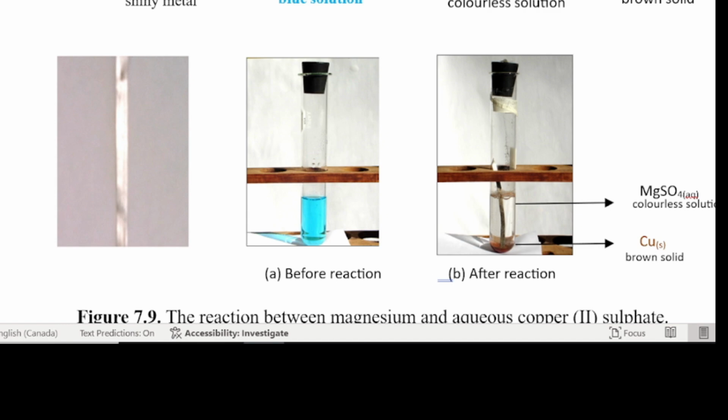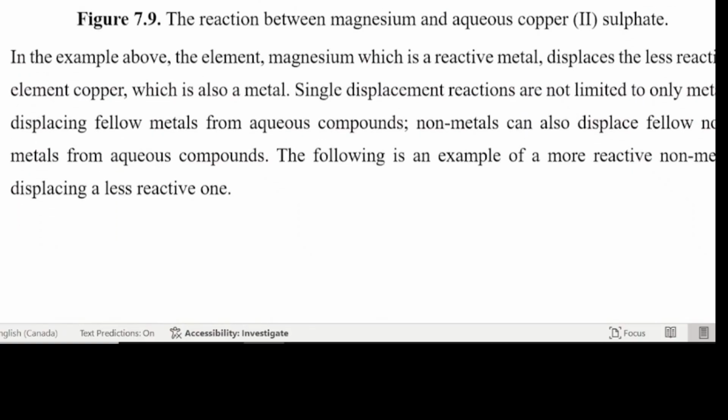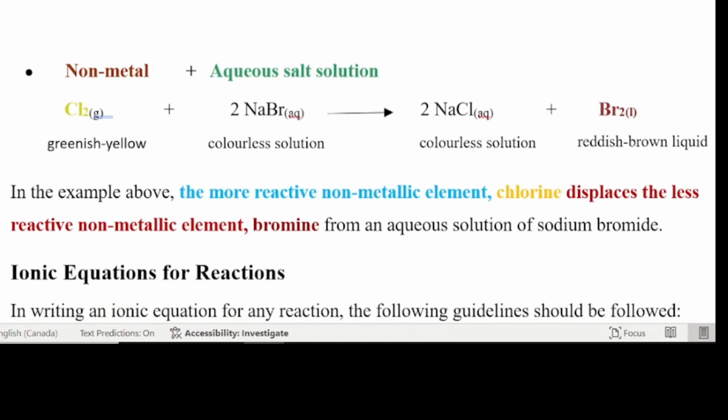So anytime you have a compound here with a metal and an ion here, and you insert into that solution an element that is more reactive than whatever this one is, it will displace it and take its place. So this was it before, and this is it afterwards. Single displacement reaction. You can also have not only a metal displacing a metal.